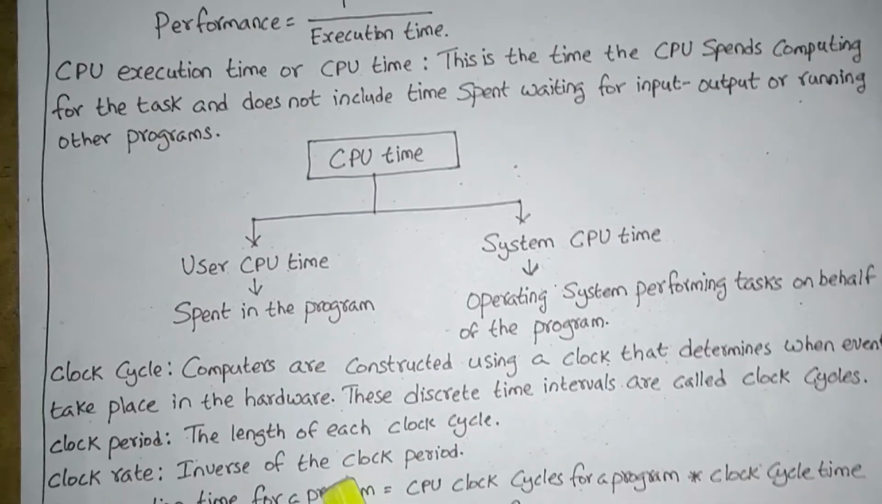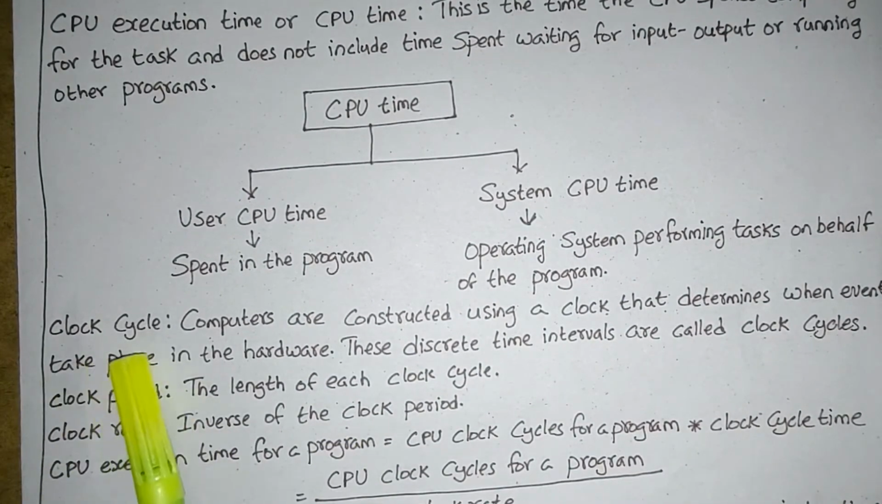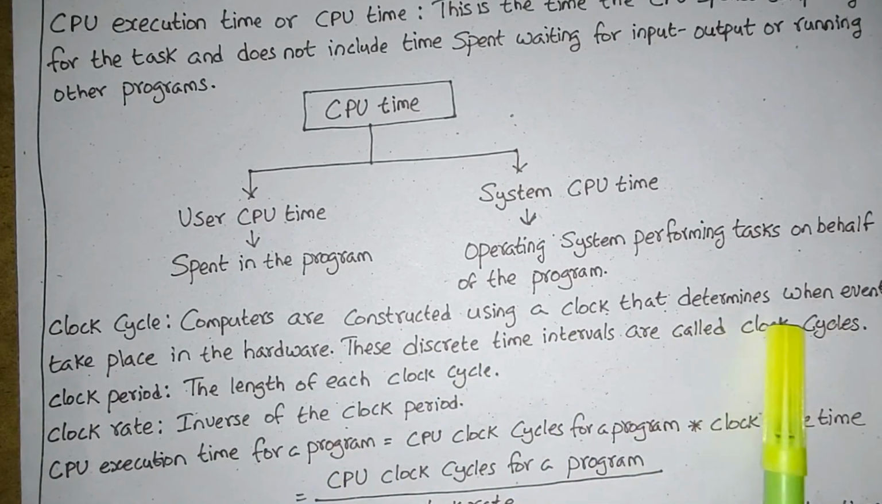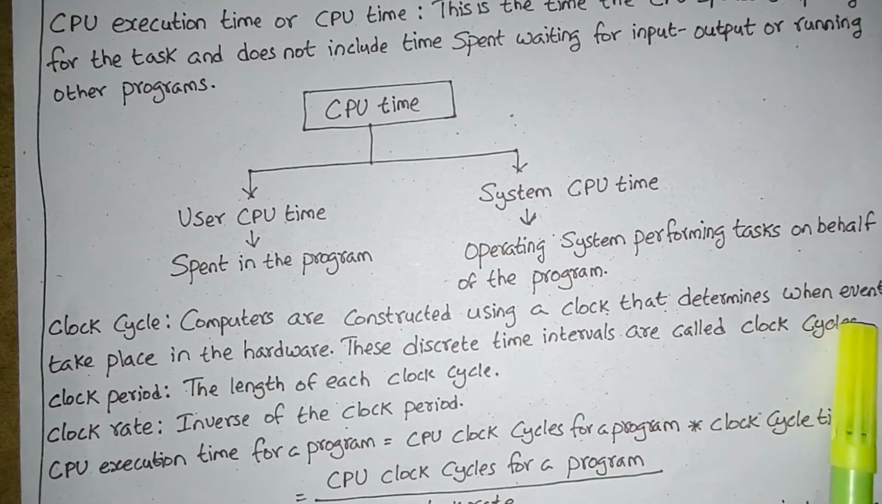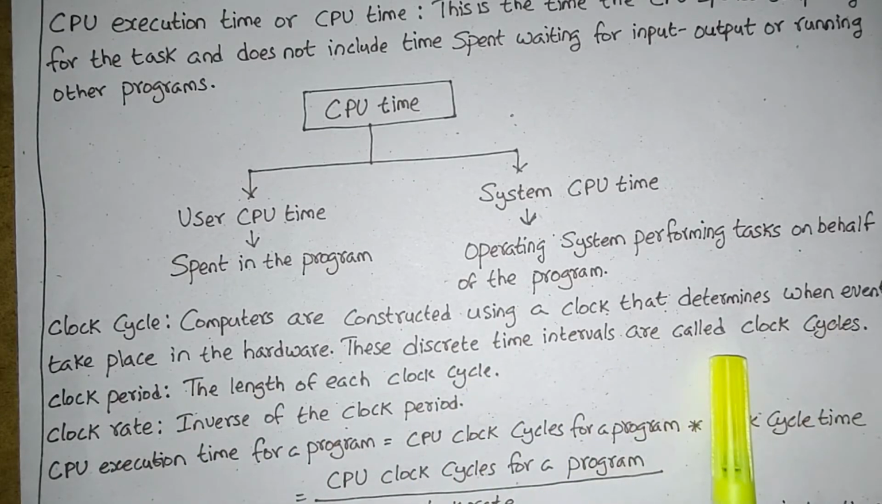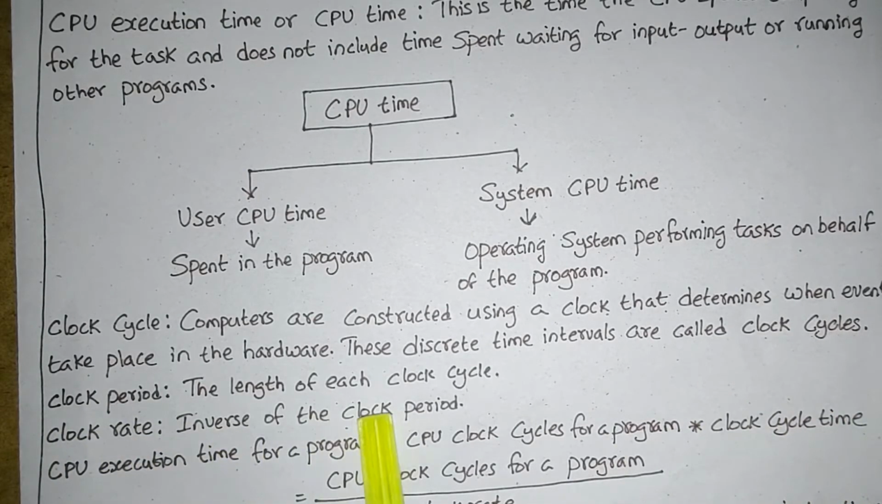Next we'll continue with the clock cycle. Computers are constructed using a clock that determines when events take place in the hardware. These discrete time intervals are called clock cycles. Next, clock period: the length of each clock cycle. Next, clock rate: the inverse of the clock period.